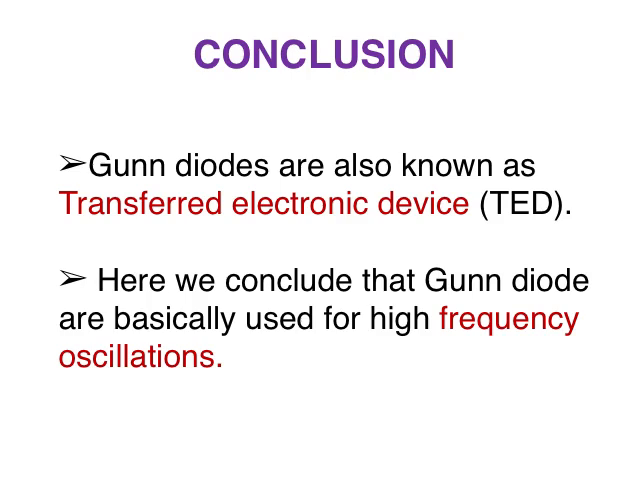Let us conclude the topic of our discussion, that is Gunn diodes. The Gunn diodes are also known as transferred electronic devices or transferred electron devices, TED. The Gunn diodes are basically used for high frequency oscillations, that is they are mainly used in microwave RF applications. This is about the principle of operation of the Gunn diode, that is the Gunn effect, the construction of the Gunn diode, and why we use the Gunn diode, what are its advantages.